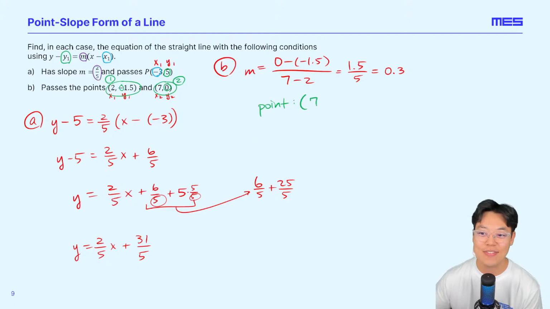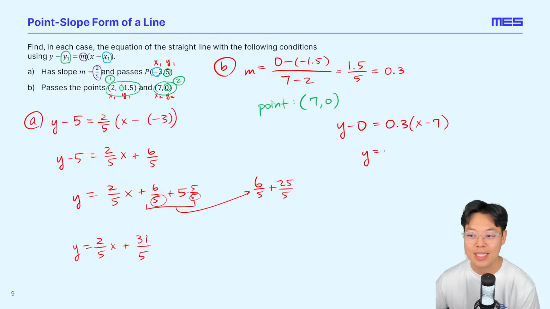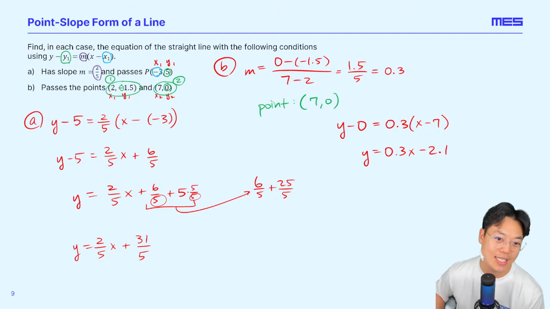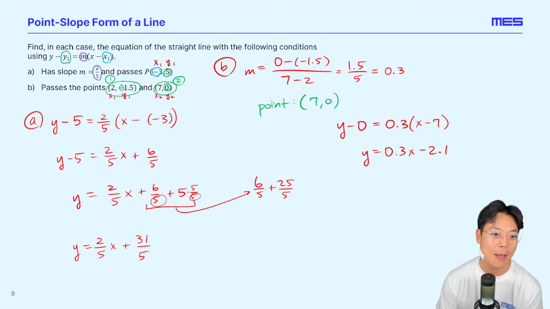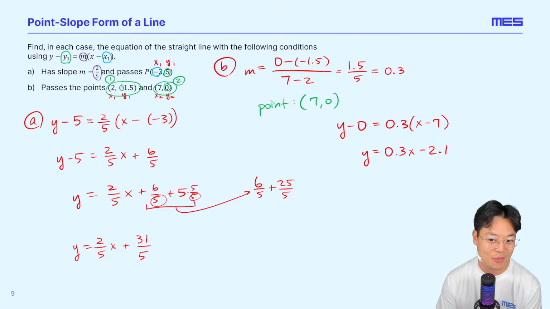So we're going to use 7, 0 and plug it into point slope form. So y minus 0 is equal to our slope of 0.3 times x minus 7, and now we distribute the 0.3 to the x and the negative 7, and voila, there is our final equation of a line that passes through the points 2, negative 1.5 and 7, 0.